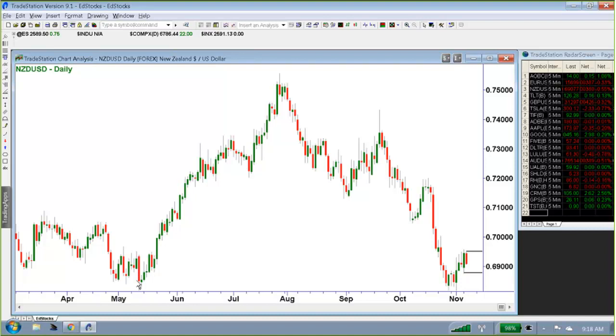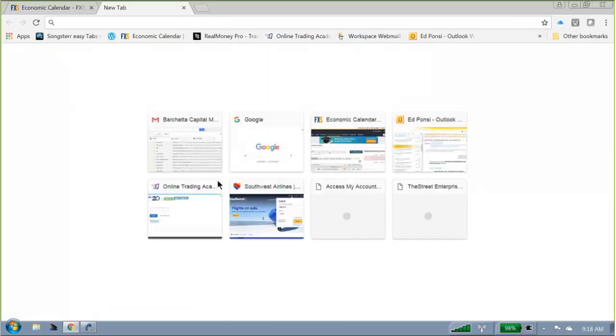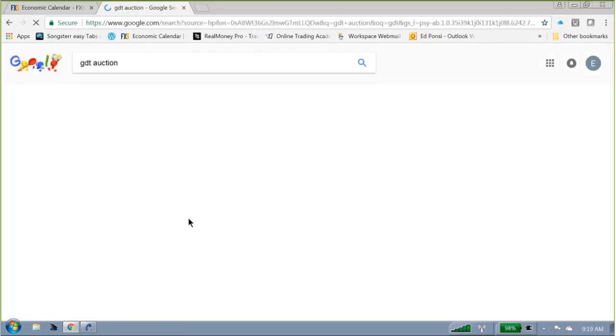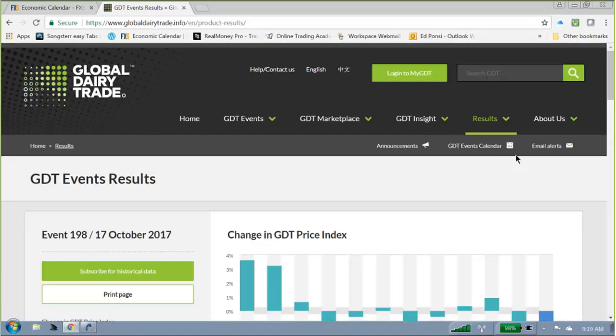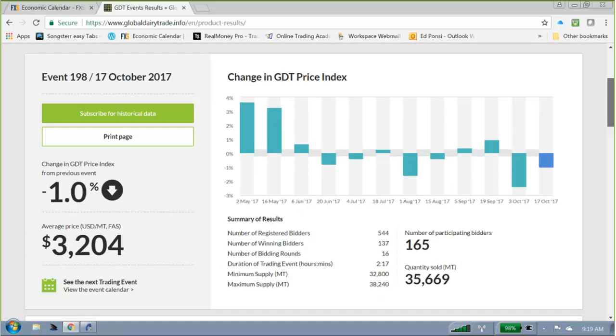So when do we hear from our friends in New Zealand? Let's go over to Google. So every 2 weeks, on Tuesday, right? We get the GDT auction, the Global Dairy Trade auction. And there's the result for 17 October. So that's how we know that they have not completed today's auction, because the most recent result is up there from several weeks ago.